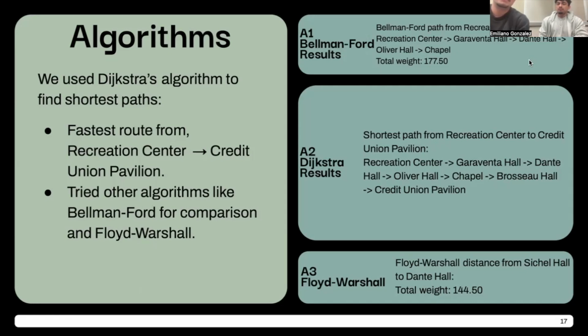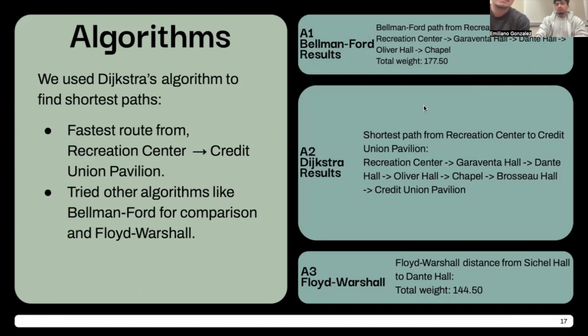So it was correct. There was nothing wrong with the graph, and it reinforced that all the algorithms were running perfectly fine. On the right are different results. I was going to put in the same source and target, but I wanted them to be different so we could look at the differences. The first one was the Bellman-Ford result from the Recreation Center to the chapel, and it gave back Recreation Center to Garaventa Hall, passing Dante Hall, then Oliver Hall, and lastly you get to the chapel, and the total weight is 177.50.